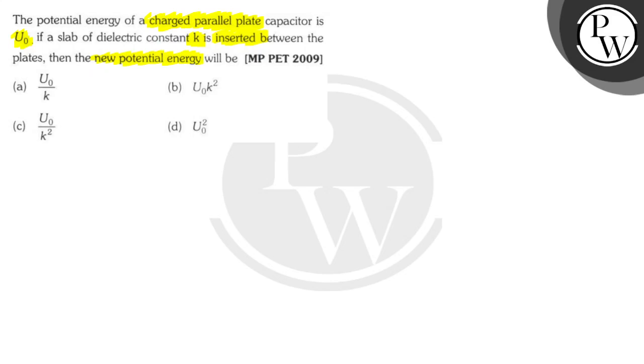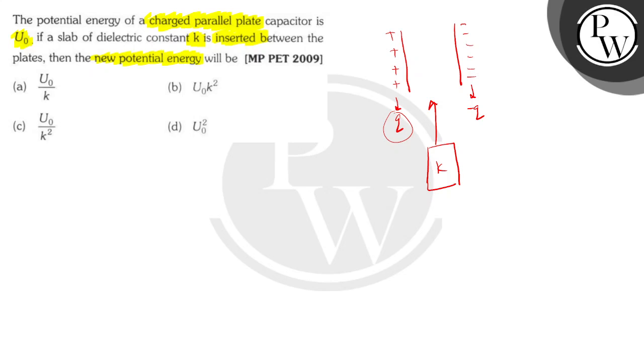ठीक है बच्चों? So in this question, we have a parallel plate capacitor which is charged. So it's going to have a charge Q over here and minus Q over here. We're going to assume it is not connected to a battery, so the charge is going to be constant. Then we take a dielectric slab of dielectric constant K and insert it in between.